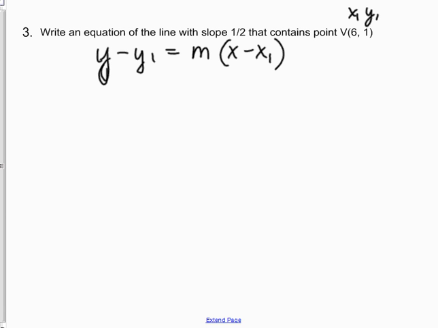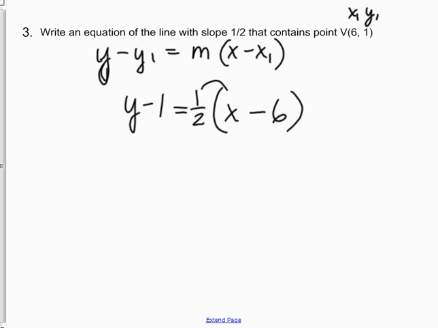So I'm going to look at this and go, okay, just plug it in. y minus y1 is 1 equals m. Whoops. M is what? M is 1/2. 1/2 times x minus 6. Okay.